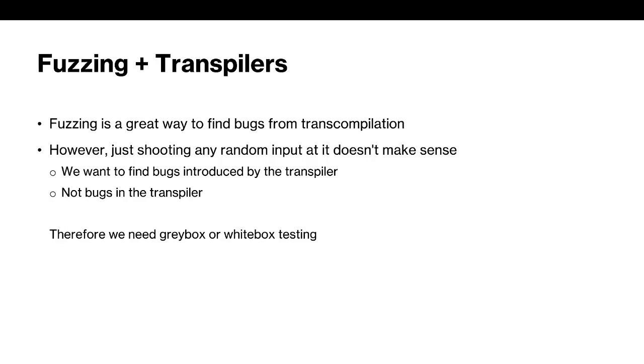When we combine fuzzing and transpilers, fuzzing is a good way to find bugs that arise from errors in the transcompilation. However, just shooting any random input at it doesn't make sense. We want to find bugs introduced by the transpiler in the translation process, not just bugs in the actual transpiler. And going back to our previous slide, for this we want some kind of gray box or white box testing.